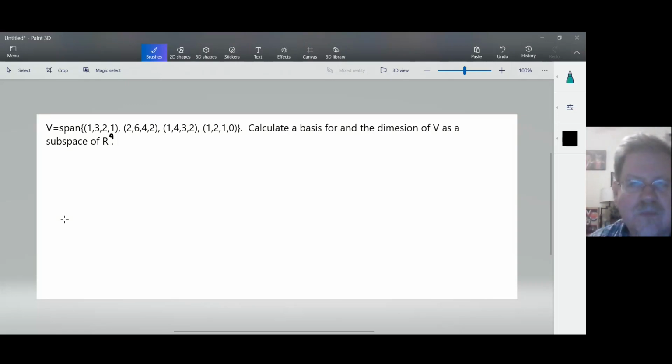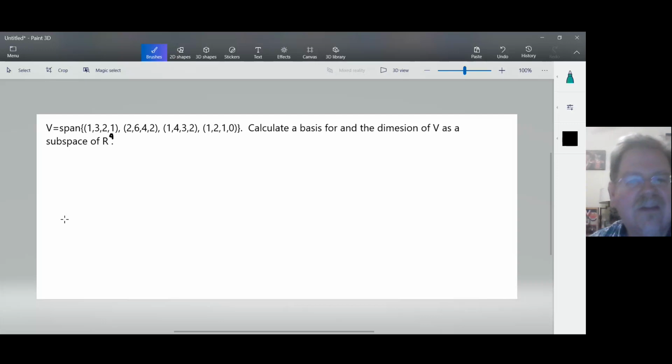So this could be a very quick problem, but maybe not. If those four given vectors are all linearly independent, then yeah, we're done. That's the basis, and it's a four-dimensional subspace. But if we look at it for a little bit, we can see, no, it's not a linearly independent set. So the basis is going to be a smaller set of vectors, and the dimension of V is probably going to be something less than 4.